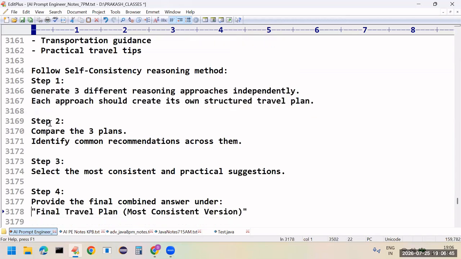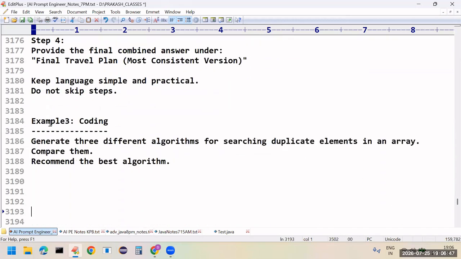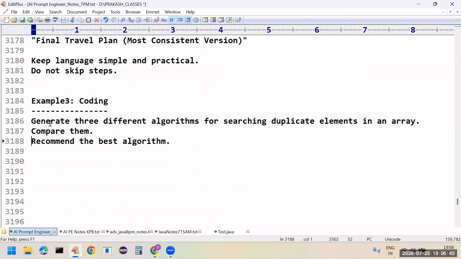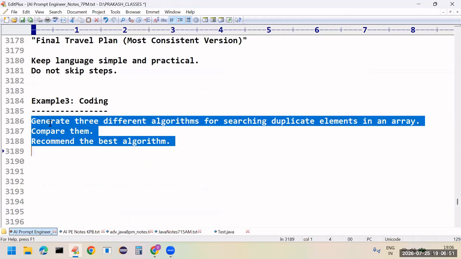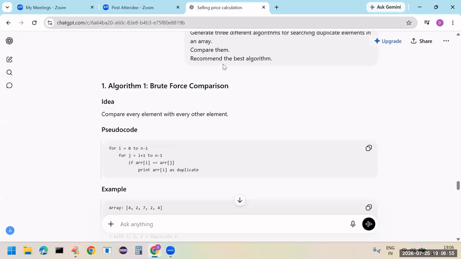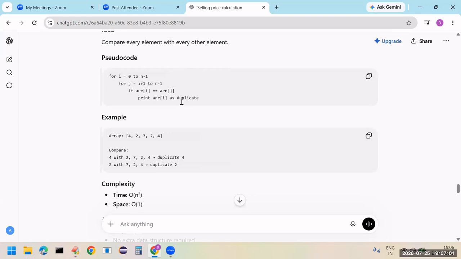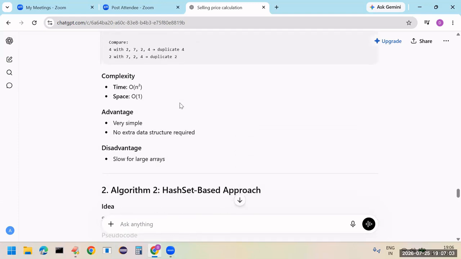Now, sir, if you take the next example, that is coding. What I asked is for three different algorithms for searching duplicate elements, and to recommend the best. I already pasted the prompt. What is the first algorithm? Brute force comparison. What is the idea? Pseudocode, example, time complexity.